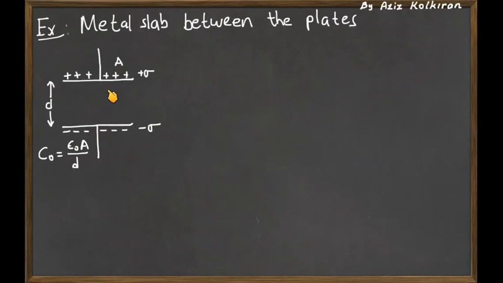We have a parallel plate capacitor with an air gap between the plates, and the charge densities are sigma plus and sigma minus with the area A, and the distance between the plates is given by D. So we know that the capacitance is given by this simple expression: epsilon 0 times the area of one of the plates divided by the distance between the plates.